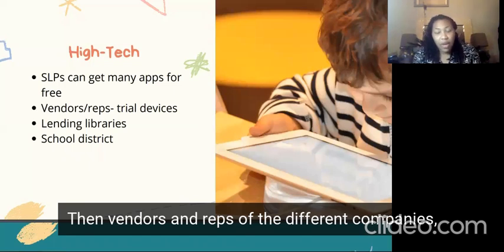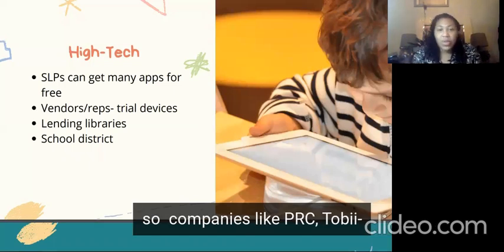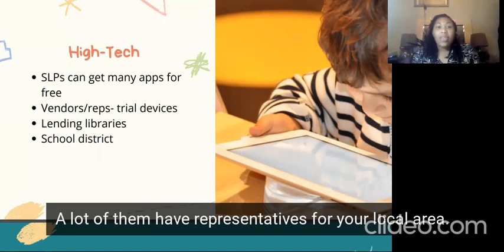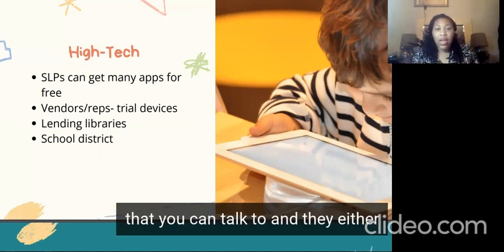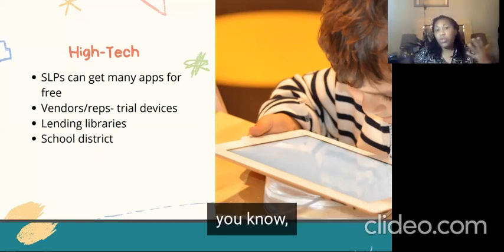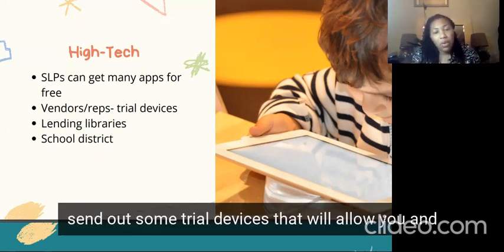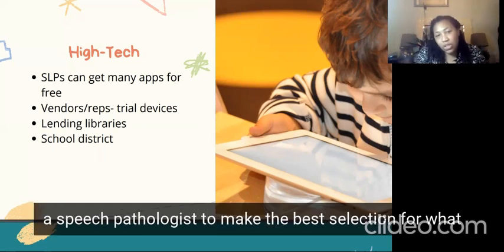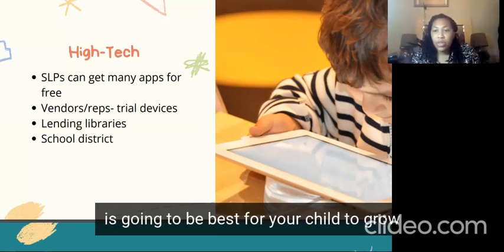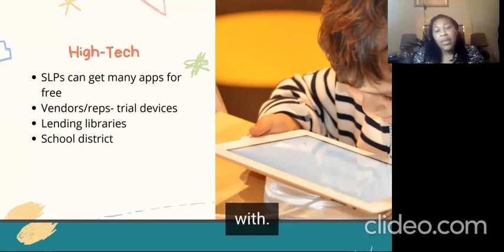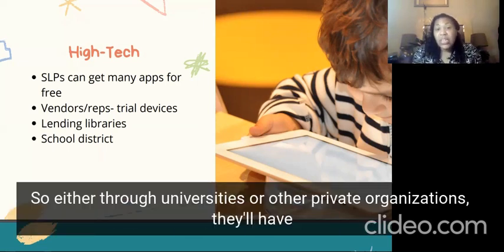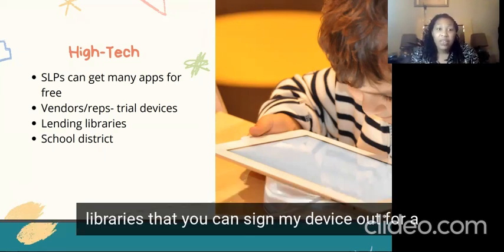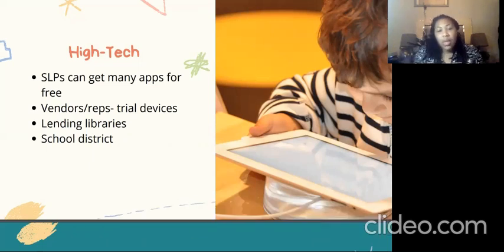Vendors and reps of the different companies. So companies like PRC, Tobii Dynavox, AssistiveWare, a lot of them have representatives for your local area that you can talk to, and they either might meet you or send out some trial devices that will allow you and a speech pathologist to make the best selection for what is going to be best for your child to grow with. There are also local lending libraries. So either through universities or other private organizations, they'll have libraries that you can sign a device out for a month or two, which is awesome.